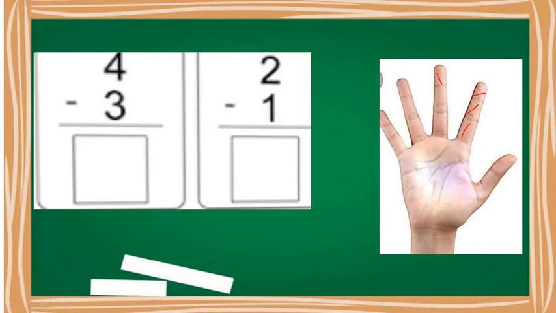Cross out 3 out of that. 1, 2 and 3. Now see how many fingertips are remaining. It is 1. So we can say that 4 minus 3 is equal to 1.